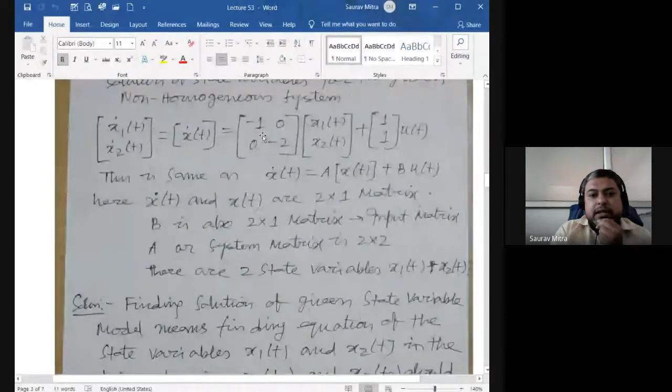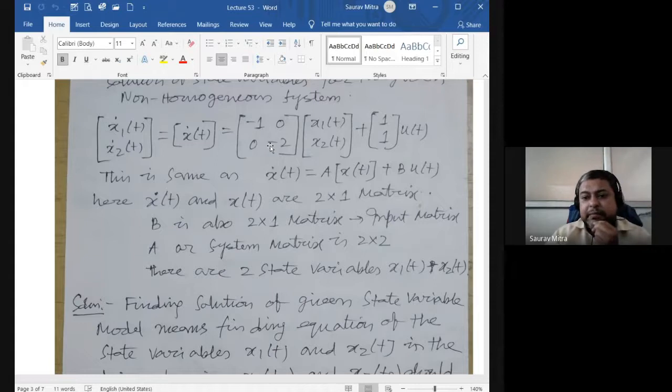So this is the most important matrix for finding any solution. E raised to at is found out only from that. So only A matrix is given, I can find out E raised to at, state transition matrix. And nothing else is needed.